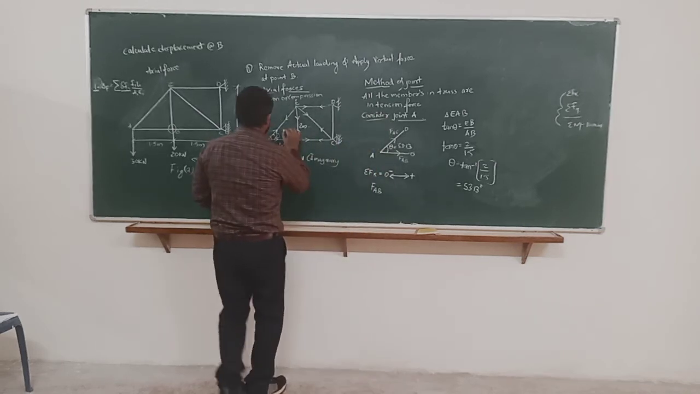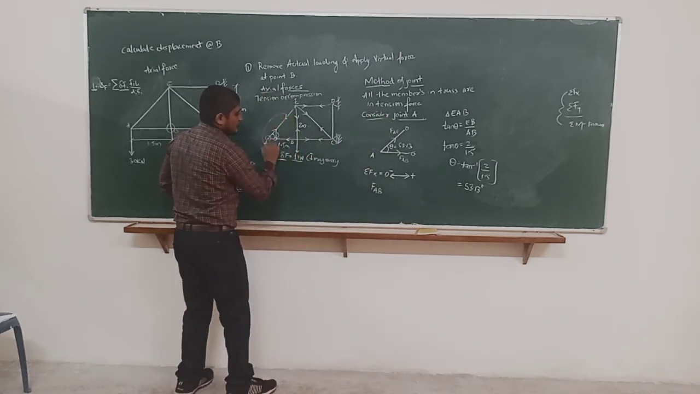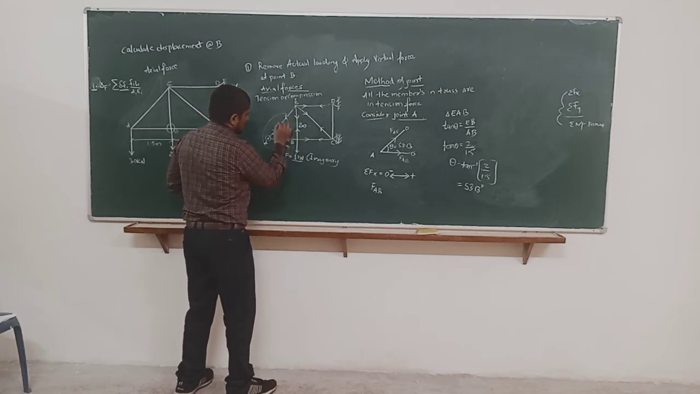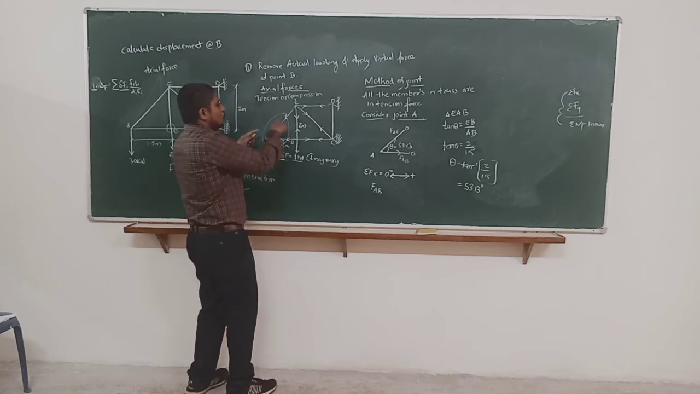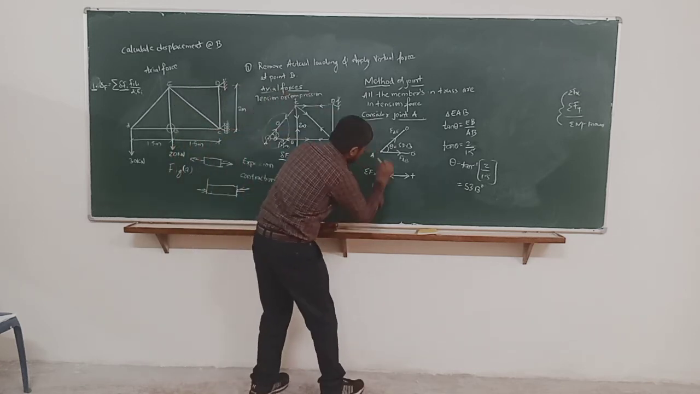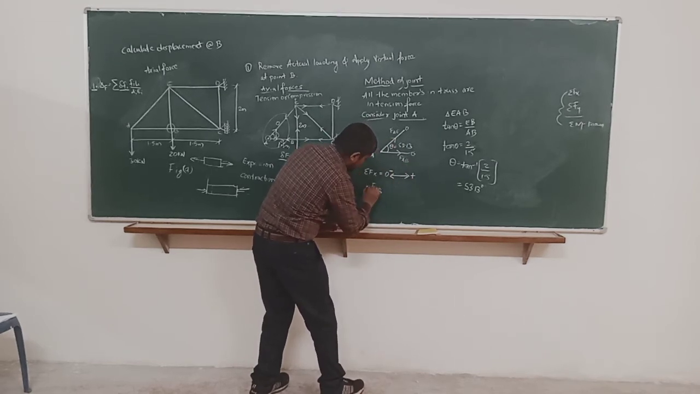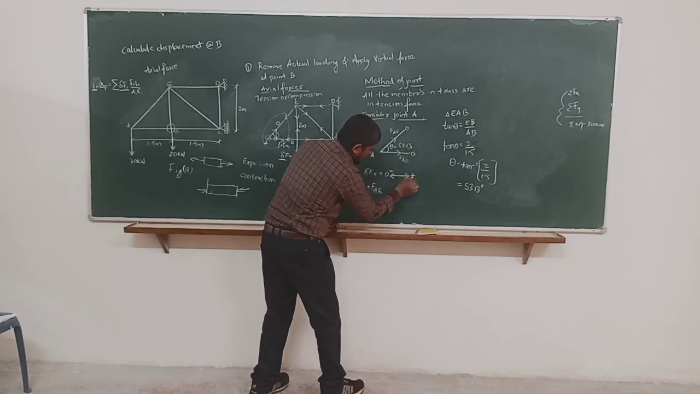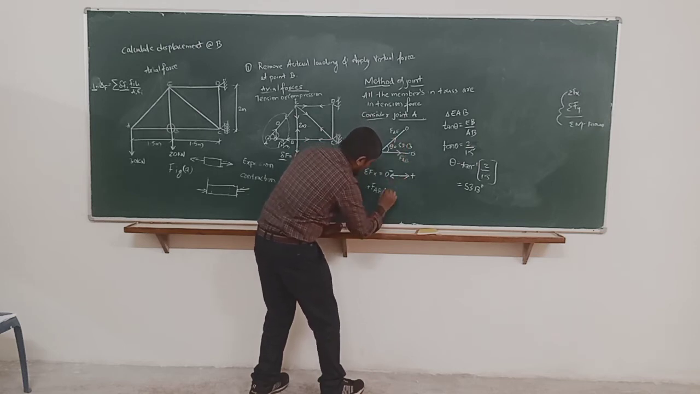So in this portion if you see, this is going to be 0. This is going to be 0 because there is no load applied here. So FAB in the right hand side direction it is positive. See here, in this direction it is positive. Now this you have to resolve.